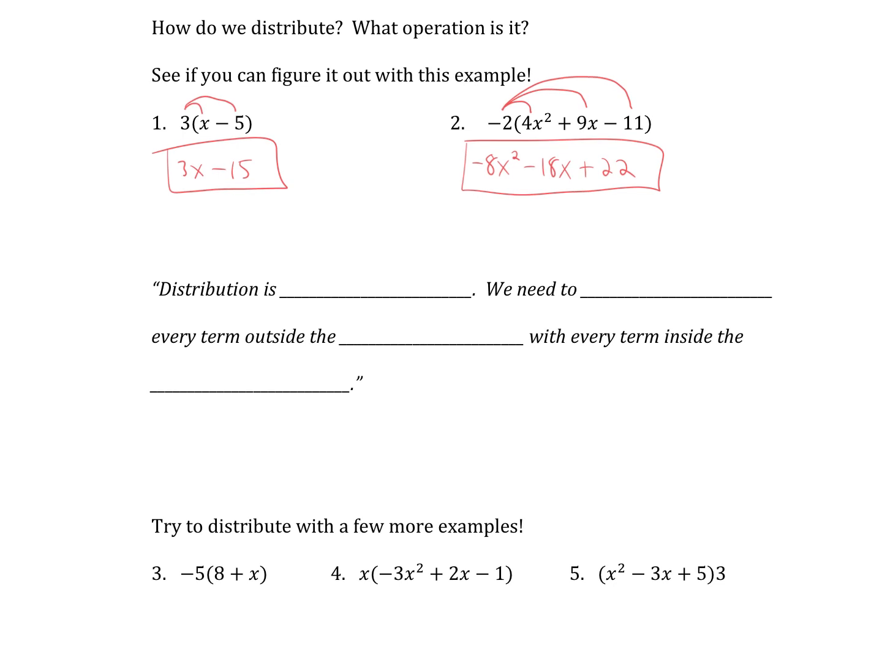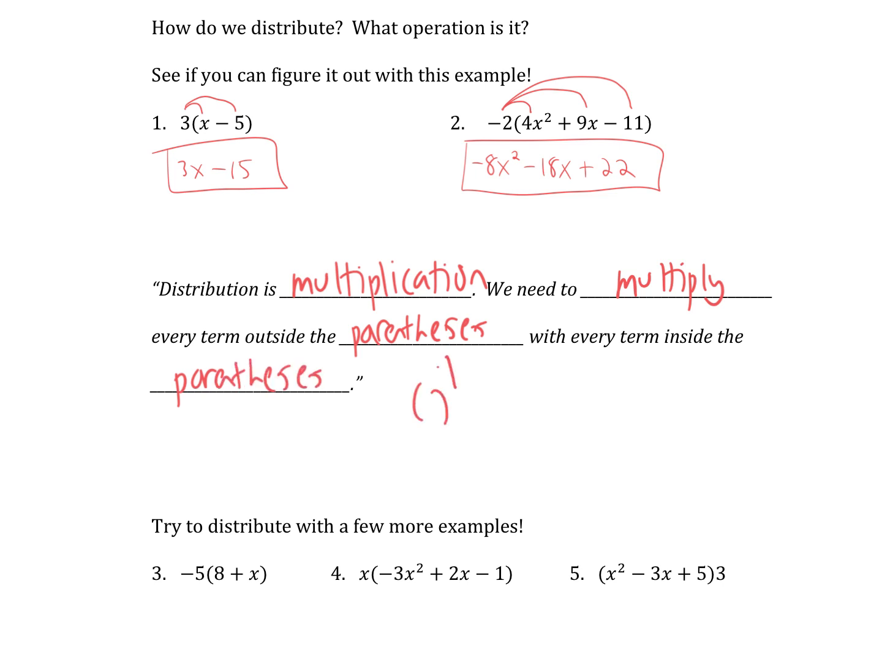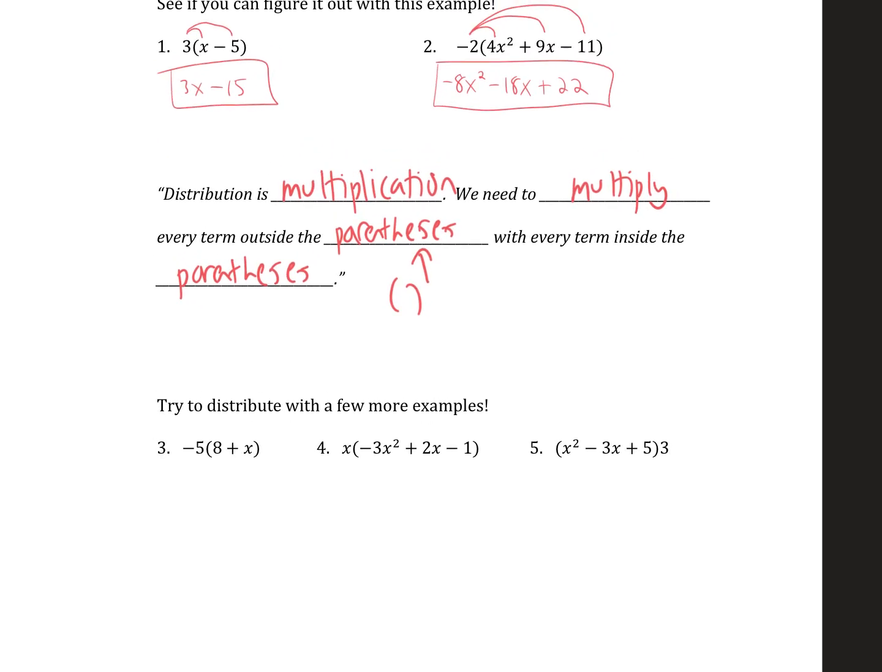So distribution is multiplication. We need to multiply every term outside the parentheses with every term inside the parentheses. And parentheses are these guys right here, okay? All right, why don't you guys go ahead and try a few more examples here and see how you do.